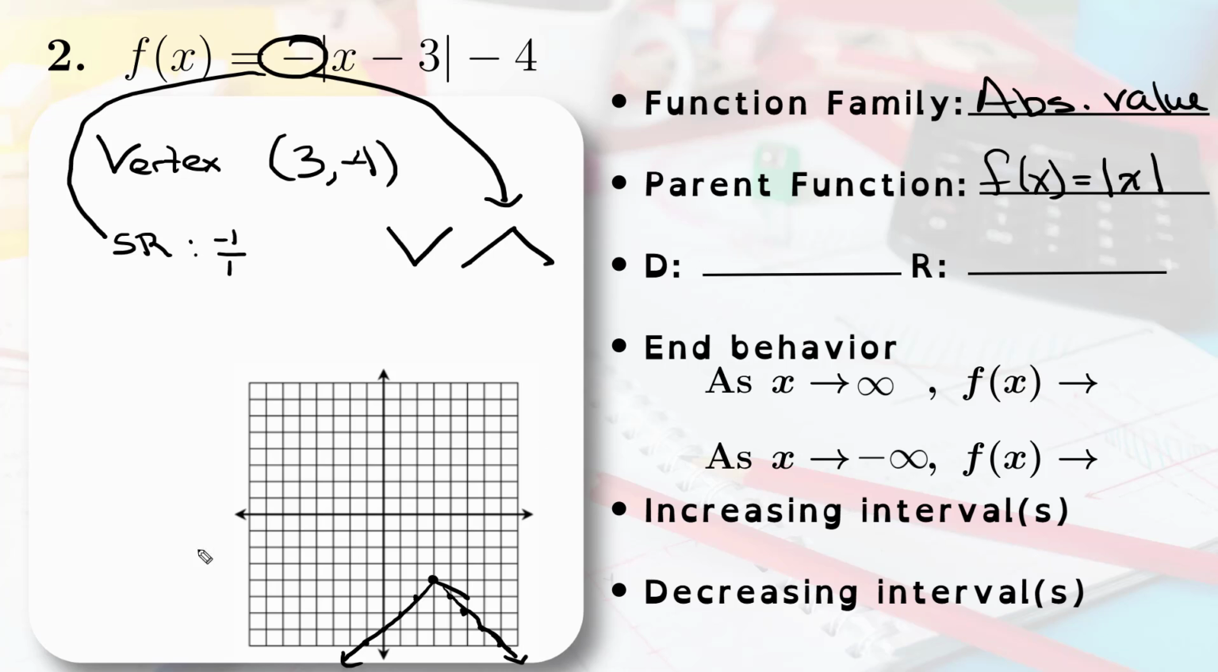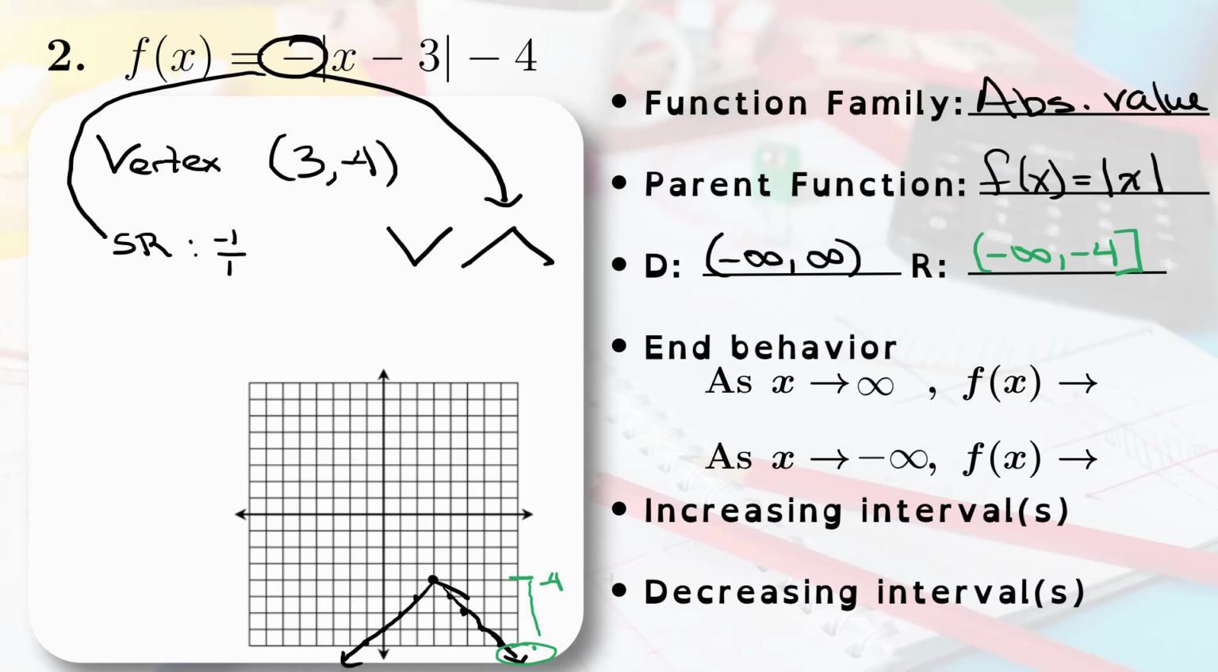Now, domain, I'm covering all x's, so my domain is from -infinity to +infinity. My range, on the other hand, I'm not covering all my y's. I'm coming from the very bottom, so where we have the -infinity, up to I hit this line here, which is at -4. So I cover from -infinity to -4. And I can be at that -4, so therefore it's a square bracket.